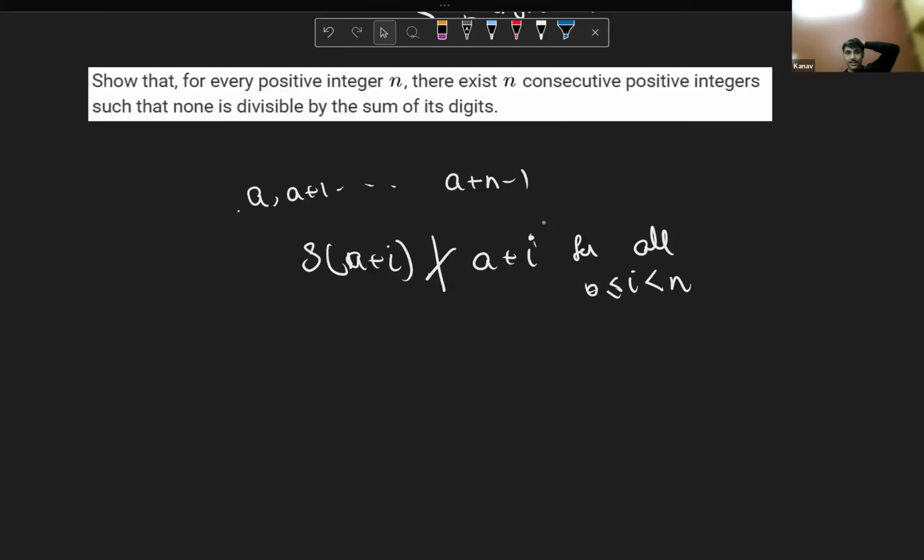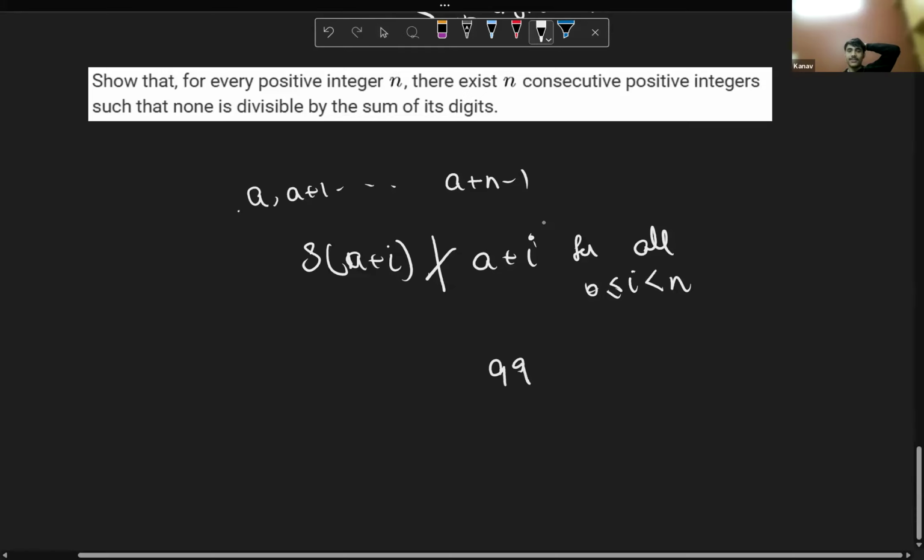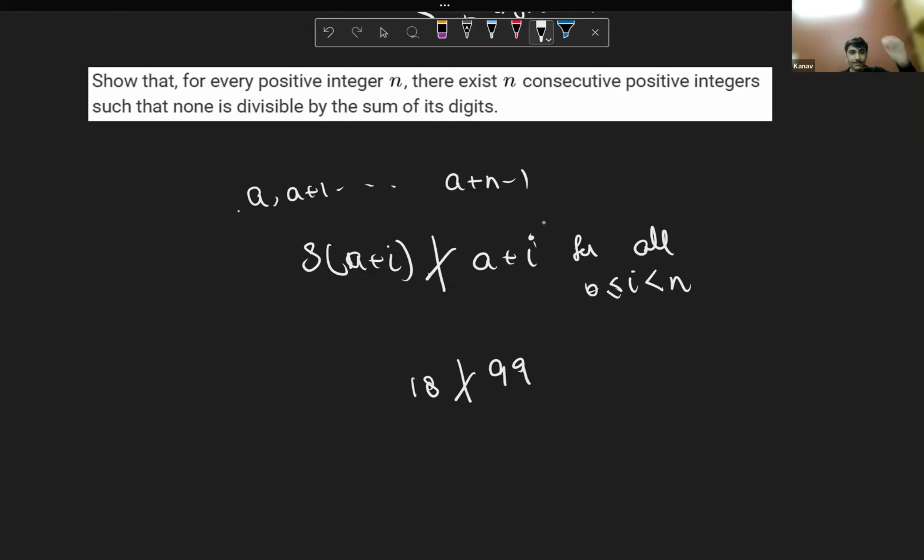Just an example for a number divisible by 3, for example, 99. The sum of digits of 99 is 18, and 18 does not divide 99. Yes, got it.